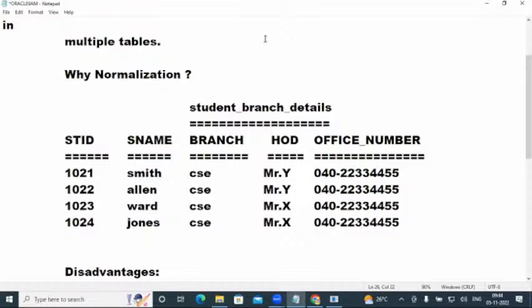Okay, now, these kinds of problems are faced by industry people when they store their business data in one single table. Are you clear now? Up to now clear? Yes or no? So now what do we require? Normalization.